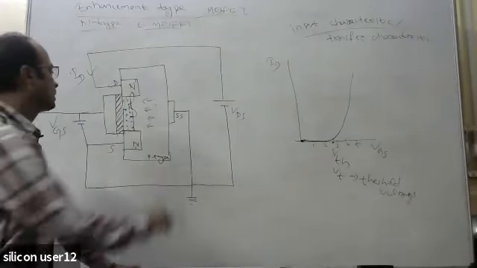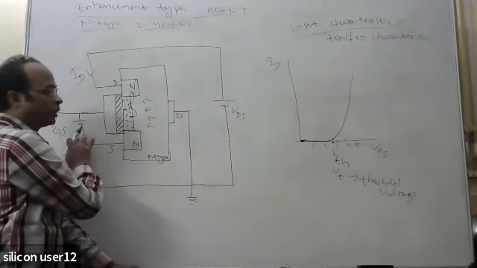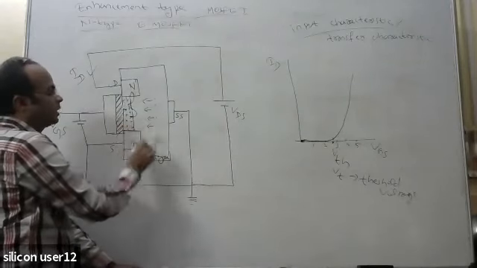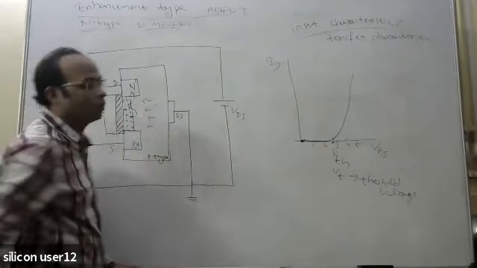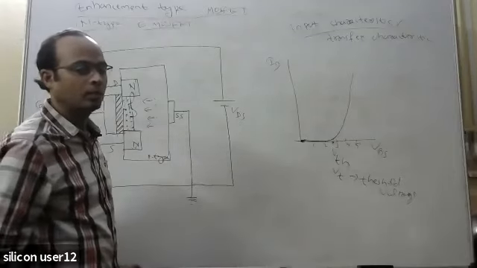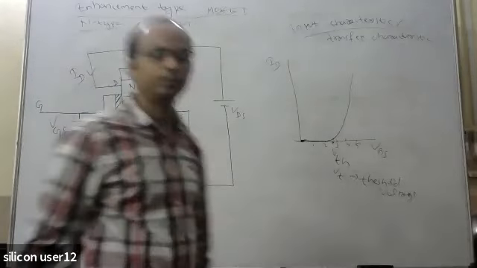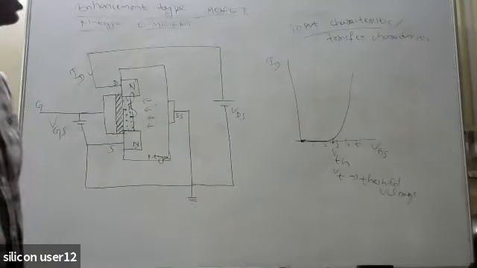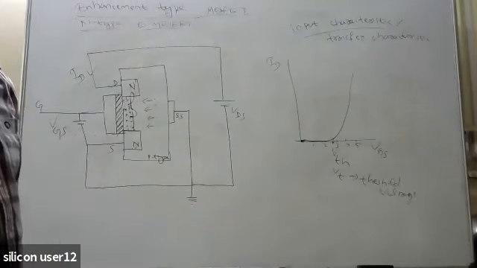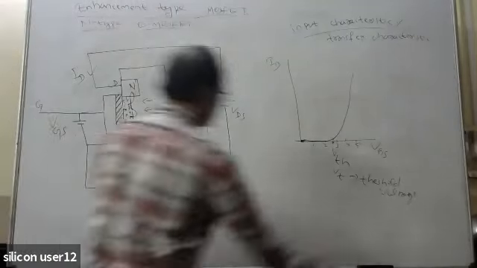Once you apply the threshold voltage, this channel is created, and after that the drain current will increase at a large rate. Understood? Next we will see what will happen if I vary the drain voltage.